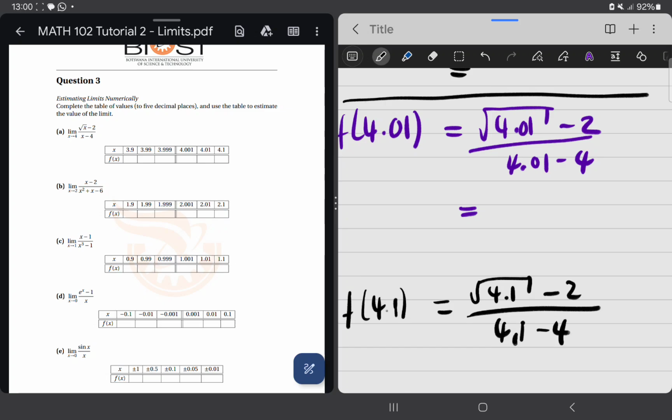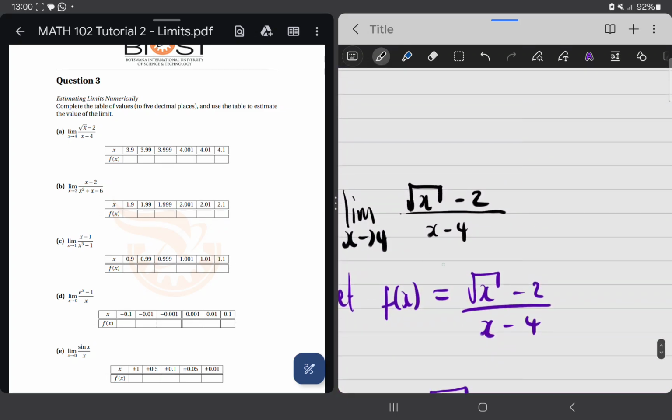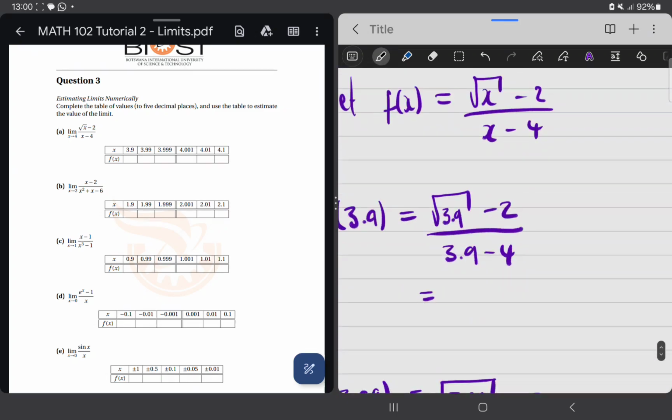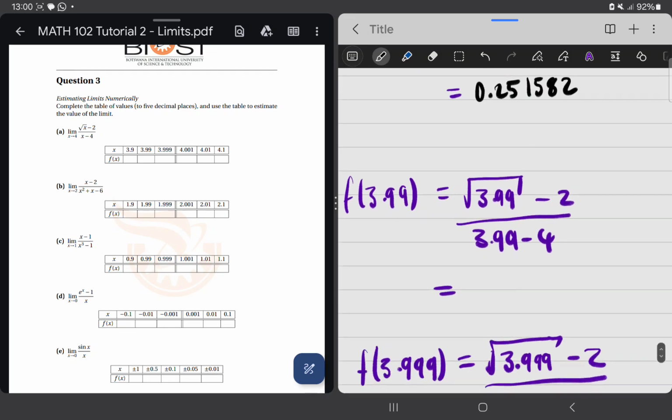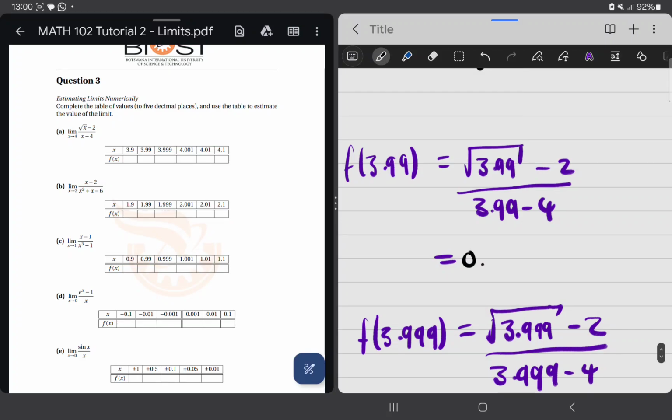So one of the tricks is just to let this part be your f of x. Then you evaluate for all those values. Then you can go and fill in your table. So if I put in here f of 3.9, I'm going to get 0.251582. Then for this one, I'm going to get 0.250156. Remember that square root is only on this one.